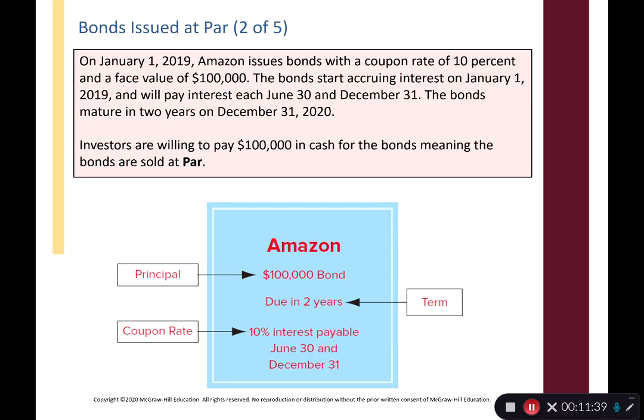So on January 1, Amazon issues a bond with a coupon rate of 10%. The face value is $100,000. The bonds start accruing interest on January 1 and pay interest June and December, so that's semi-annual. The bonds mature in 2 years. Investors are willing to pay $100,000 cash for these bonds, meaning the bond is sold at par.